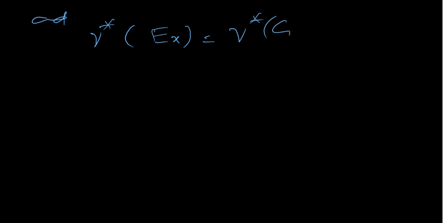So this Ex is nu measurable, and its measure nu star of Ex is equal to nu star of Fx minus nu star of Gx, which is equal to nu star of Fx minus nu star of Ex.